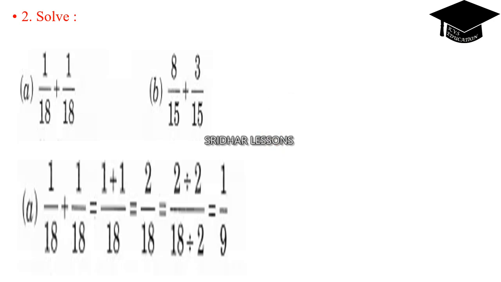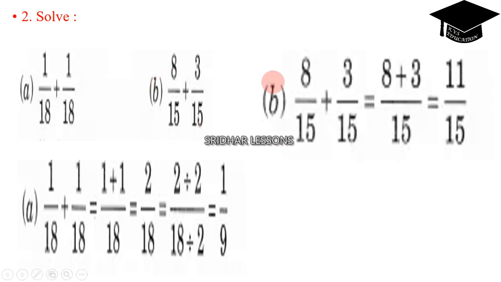Problem number B. 8 by 15 plus 3 by 15. Because we have a common denominator, we can directly add the numerators. 8 plus 3 is equal to 11 by 15, which cannot be further cancelled or simplified because 11 and 15 don't have common factors except 1.